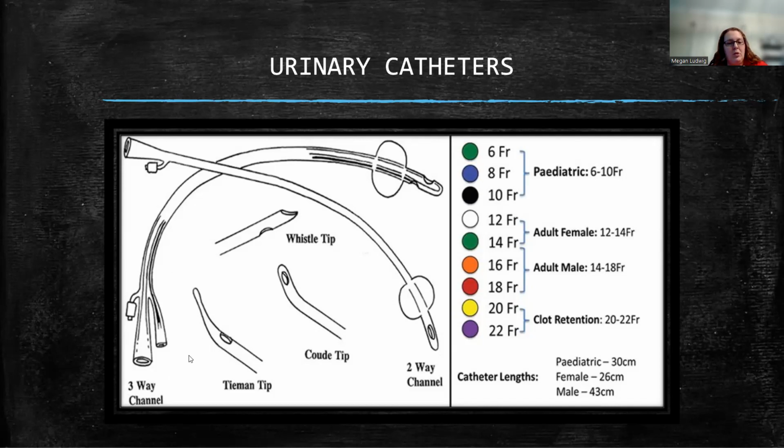Now, if you look at this 3-way channel here, these are both Foleys, okay? So this one's called a 2-way channel. This one's a 3-way. A 3-way Foley is often used after, let's say, a TURP, where we're resecting that enlarged prostate through the male urethra. So there isn't a stricture. The prostate's too large. It's right around the urethra. But we will hook up a bag of fluid at the end of the case to irrigate.